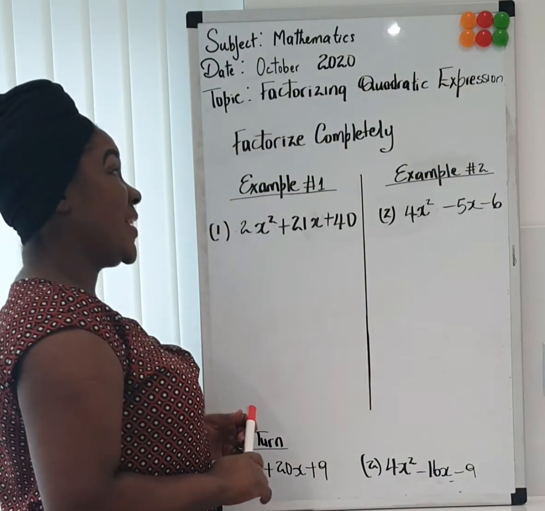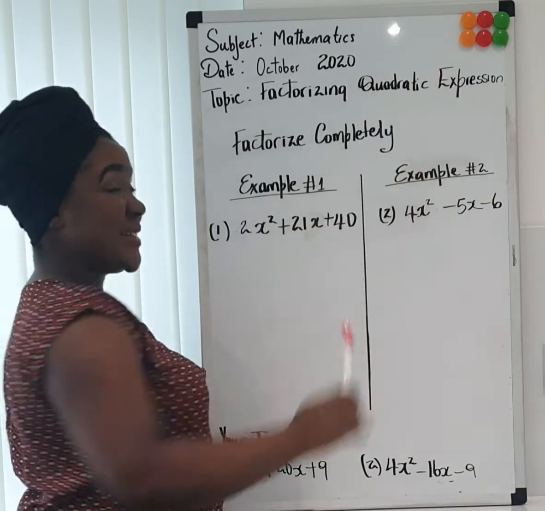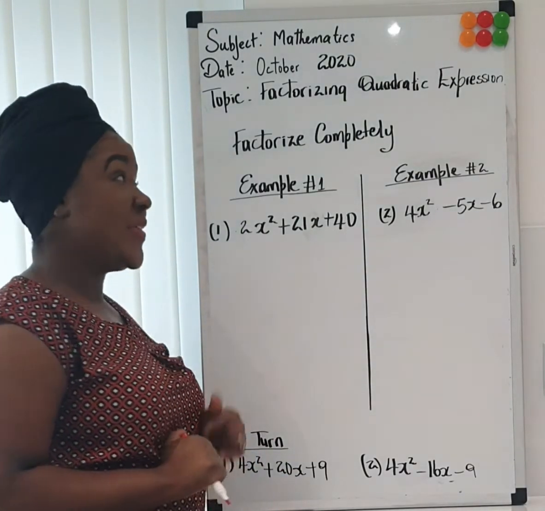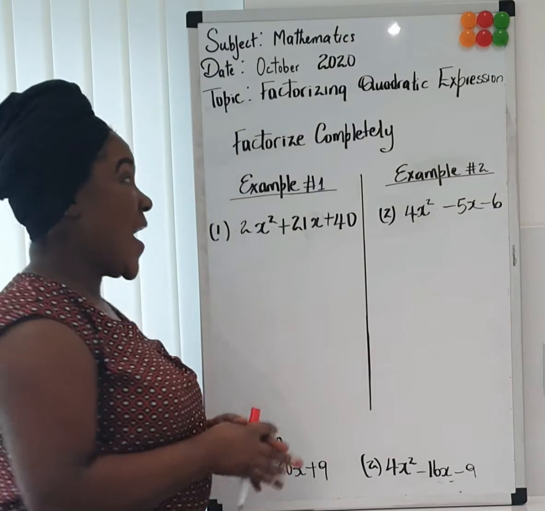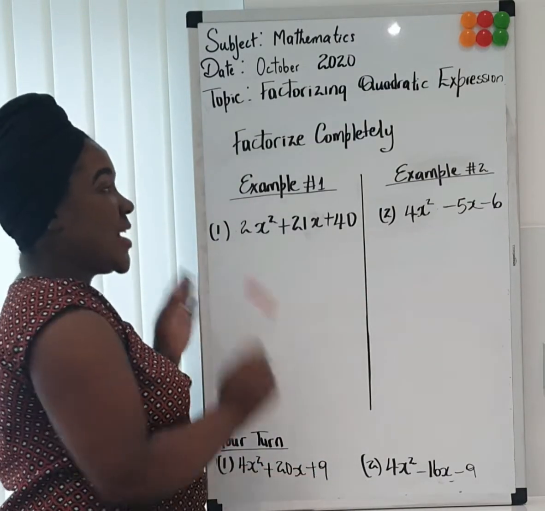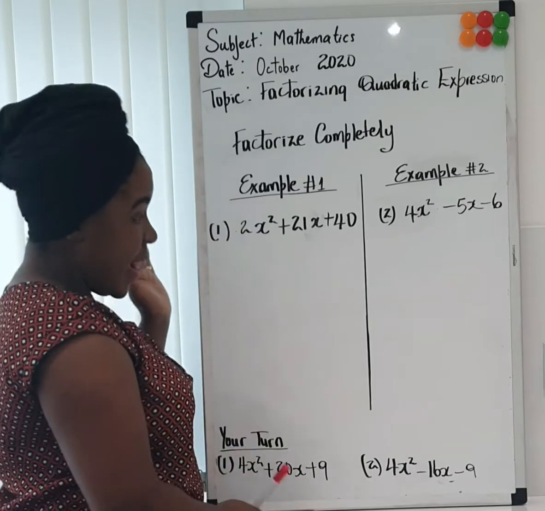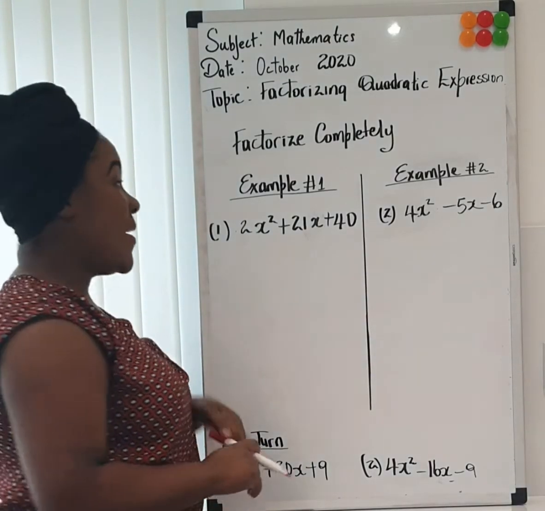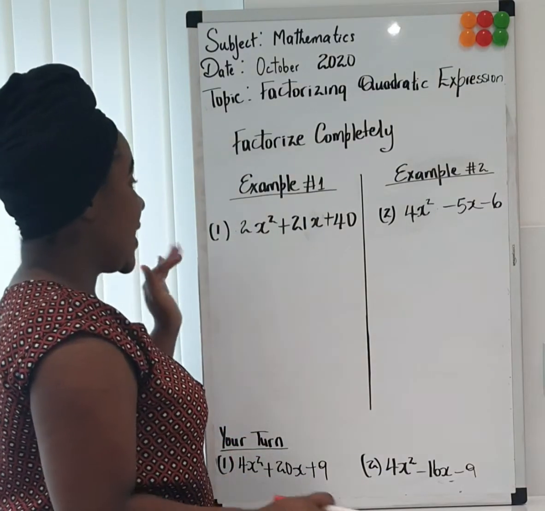Today we'll be looking at the topic: factorizing quadratic expressions. I will be using the ABC method for these questions today. We have two examples and two questions for you to try yourself. I'm going to do both examples, and the other two questions are there for you to complete. So let's look at number one.